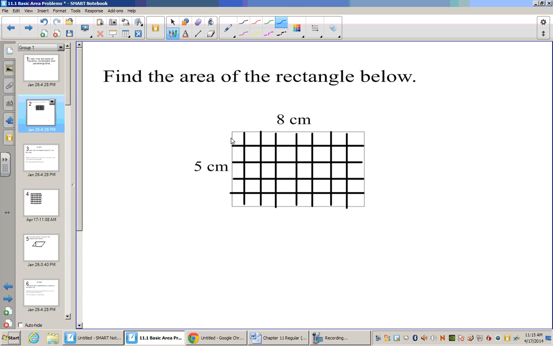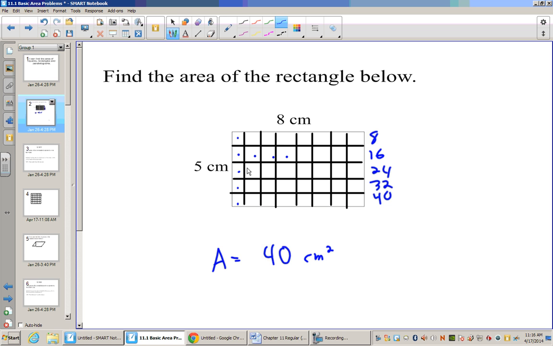And 5 is 1, 2, 3, 4, 5. 8, there's 8 across. Now, to count them up, I can count up to 8, then 9, 10, 11, 12, all the way to 16, get to 24, 32, and 40. So if you counted them all up, you would have 40 of these square centimeters. And that's what we call the area.